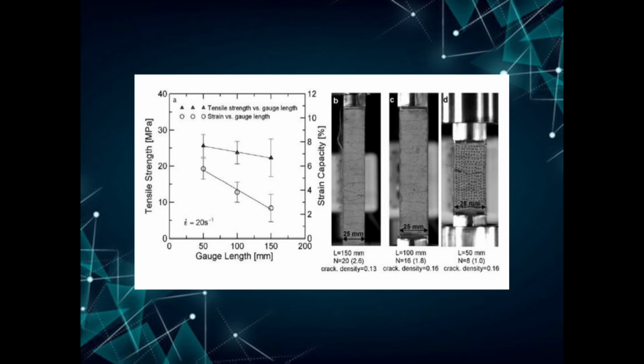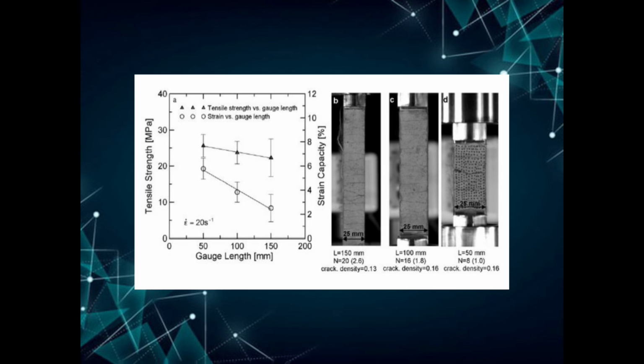Lastly, the gauge length effect was investigated by testing specimens with gauge length ranging from 50 to 150 mm. This figure depicts the effect of gauge length on tensile strength and strain capacity of TRC. The number of cracks increased considerably with increasing the gauge length.